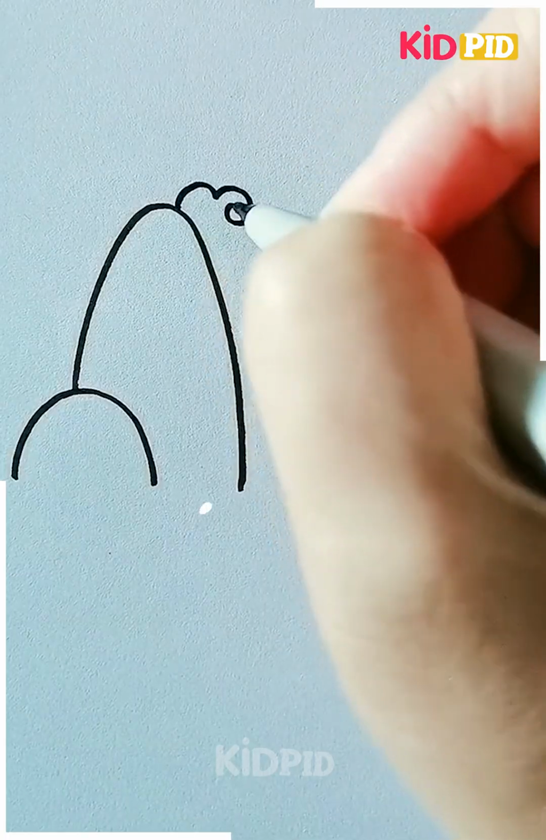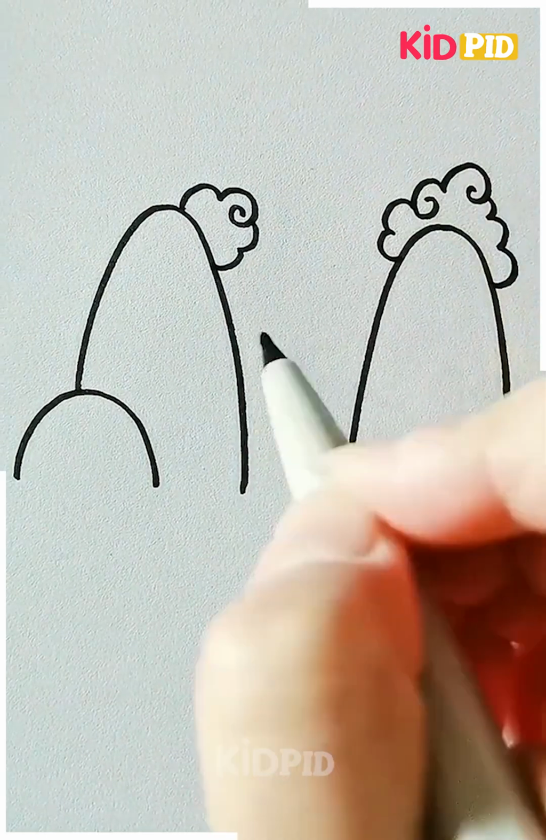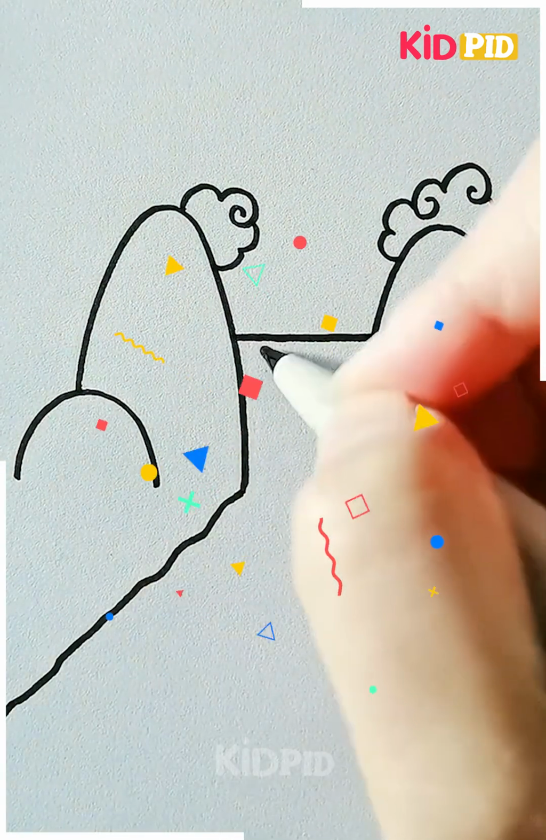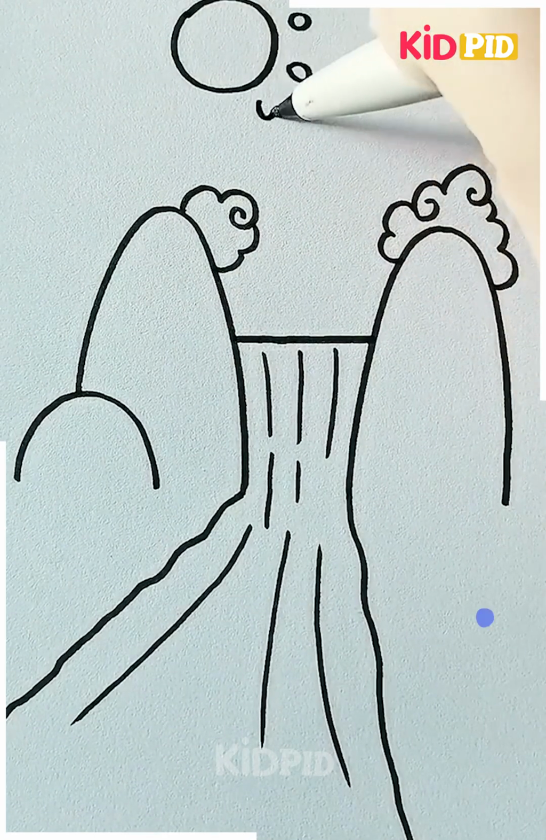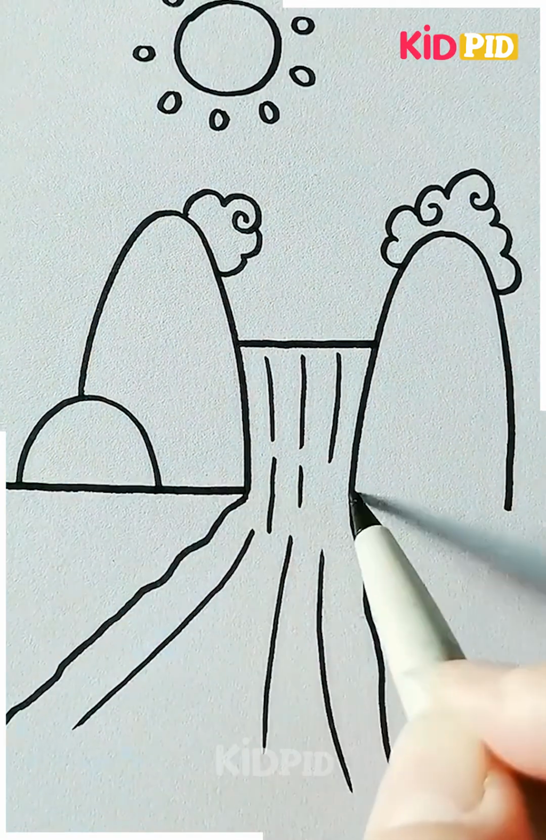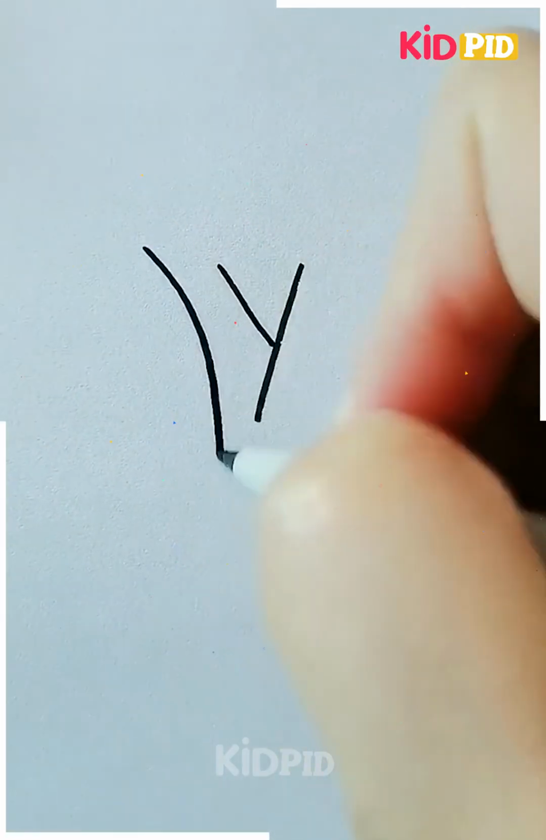Here we are making a waterfall. First you can see how we are starting the structure. After that we are making a heavy waterfall with water waves, and then we are drawing the sun in the sky, and it's done. Let's move ahead to our next drawing.